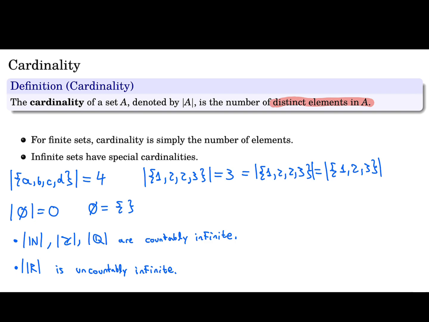So for now, with cardinalities, you're counting the amount of distinct elements. When it's finite, it's quite natural to think of. You just count them. When it's infinite, counting infinite stuff is a subject of its own. So for now, let's not focus too much on that.